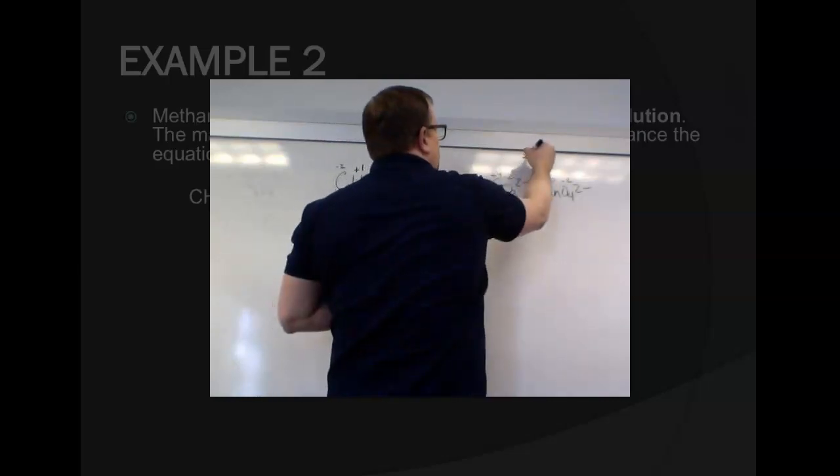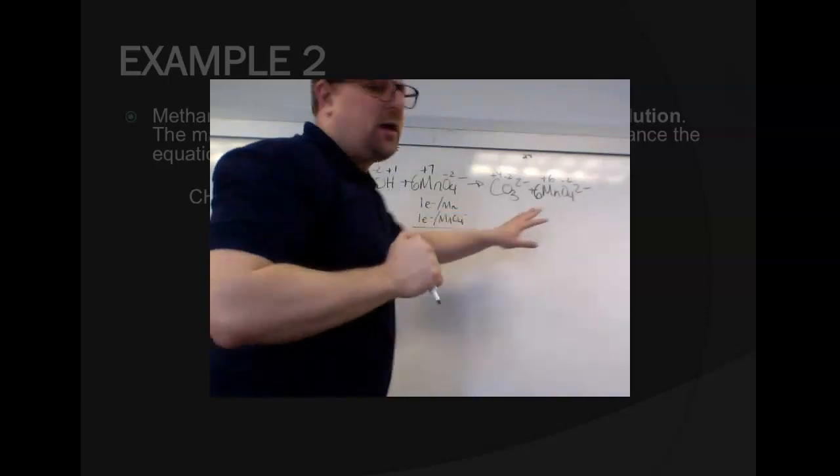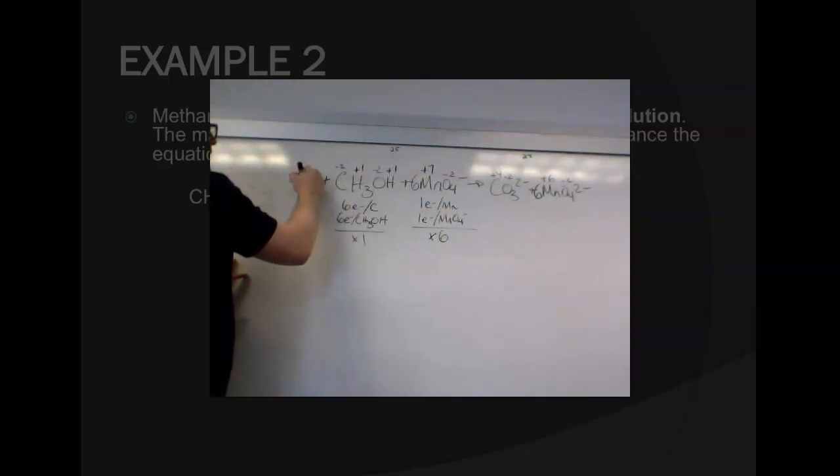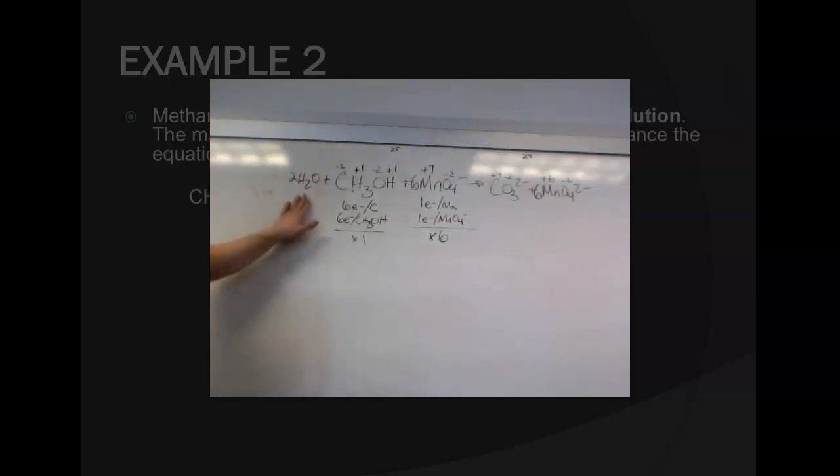So we've got 27 oxygens on the product side and 25 on the reactant side, meaning that we need to add 2 water molecules to bring this side up to the correct amount of oxygens. Next, we can balance hydrogens using hydrogen ions.